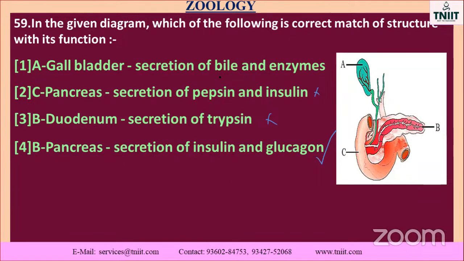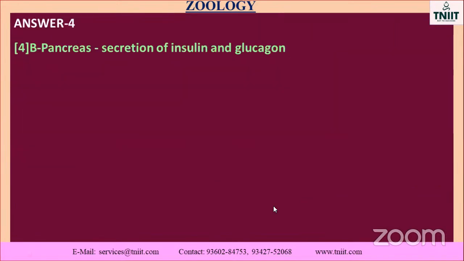The gallbladder, secretion of bile and enzymes. No, it is not like that. So this is the correct answer. The option is the last one. This is a diagrammatical question. This is called as duodenum. This is called as gallbladder. But the secretion of bile juice, the enzyme, is not there. But in this one, pancreas B is correctly matched. Secretion of insulin, but insulin is secreted by the beta cells. What about glucagon? Glucagon is secreted by the alpha cells of the islets of Langerhans of the pancreas. Don't forget, my dear students.